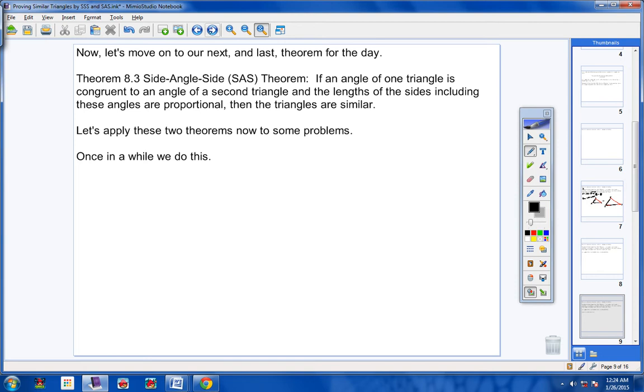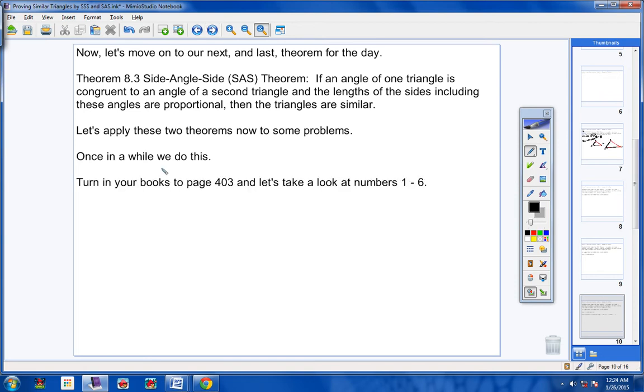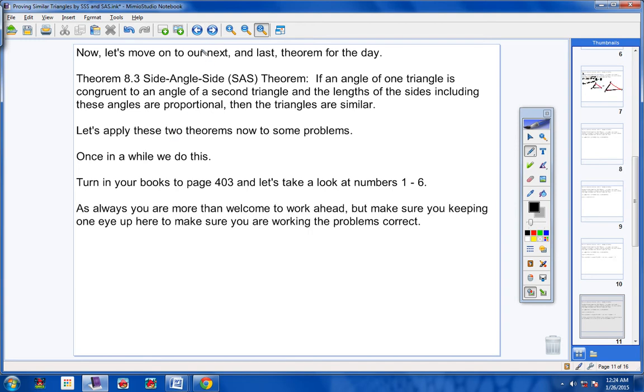Once in a while we do this, okay? So we're going to turn your books today to page 403. Please turn over there and let's take a look at numbers 1 through 6, okay? So I'm going to keep talking while you're turning over there, page 403, and let's take a look at numbers 1 through 6, okay? And remember, as always, you are more than welcome to work ahead.